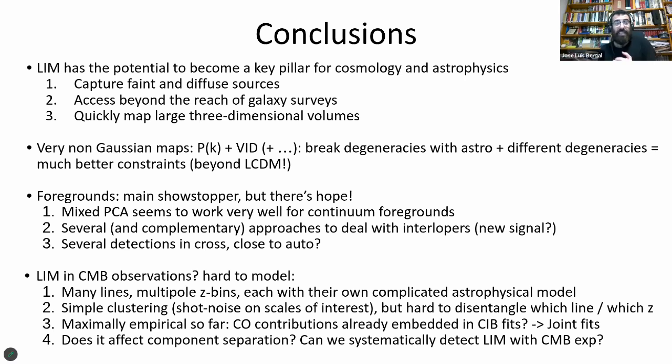And as I said, I didn't have time to discuss it in detail, but I think that we may have contributions from intensity mapping of CO and maybe C+ also in CMB observations. These are very hard to model, but may impact the component separation that we have right now for CMB experiments, and bias some of the conclusions that we are drawing from all of that.